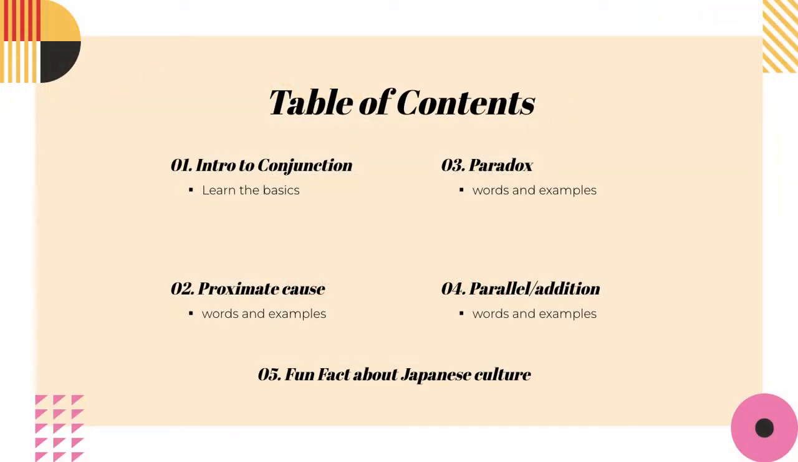So this is the table of contents for today's class. First, I'm going to introduce you to conjunctions and we're going to learn the basics. Second through fourth, I'm going to dig into more detail about conjunctions. We're going to learn about proximate cause, paradox, and parallel/addition. And lastly, we're going to talk about fun facts about Japanese culture.